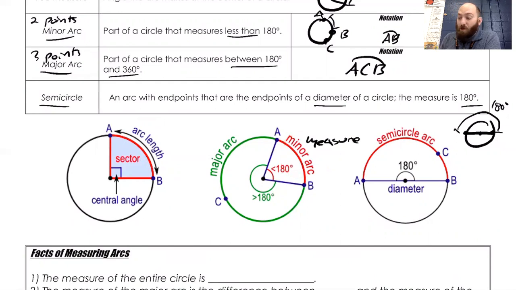That's talking about a degree measure. It's less than the 180. The major arc is, again, a measure there. Here, this is an arc length. It's actually going to be a distance. This is going to be for the next lesson. Okay, something to be aware of for that.